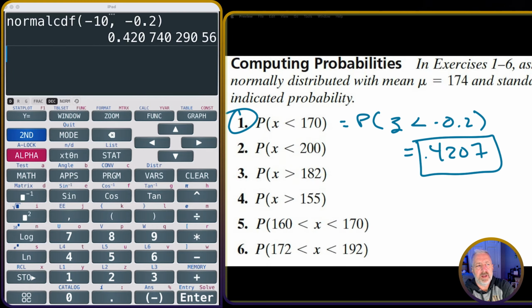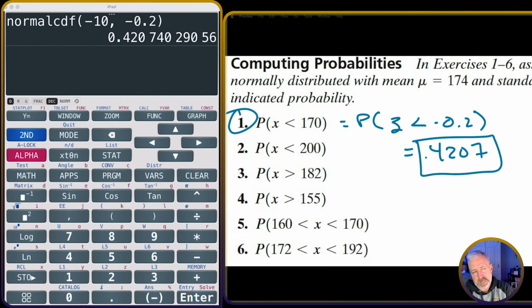So there's the answer to this particular problem right here. What is the probability that x is less than 170, given that we have a mean of 174 and a standard deviation of 20, which of course you can't see right this second, but we were looking at a minute ago. It's 0.4207, okay? All right.